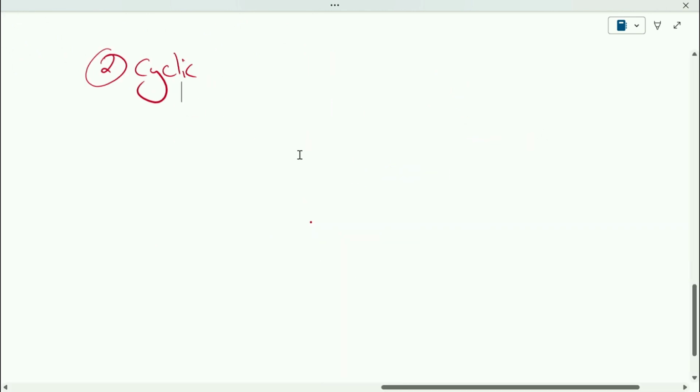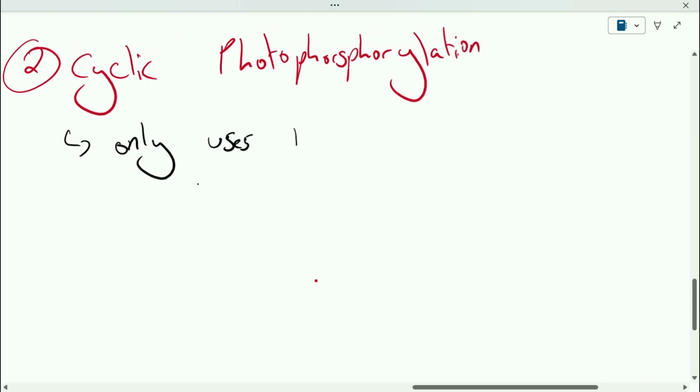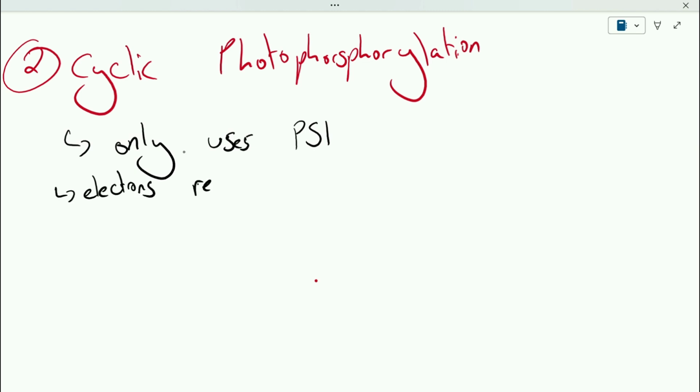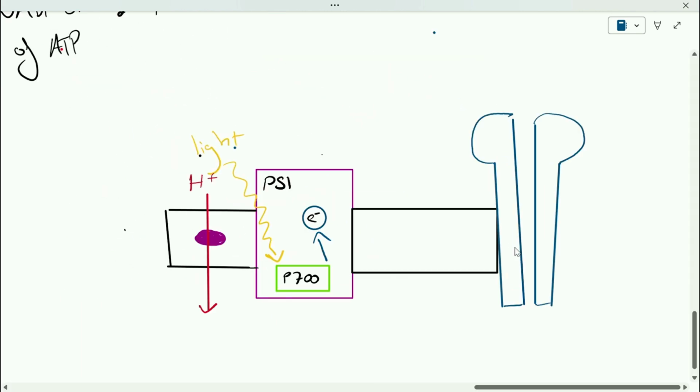Now we're looking at cyclic photophosphorylation. Now this is rarer and only produces ATP. It only uses PS1 and it's called cyclic because the electrons from the chlorophyll molecule aren't passed onto NADP but are passed back to PS1 via electron carriers. This means the electrons are recycled and can repeatedly flow through PS1. It doesn't produce any NADP or O2. And we can see that in the diagram.